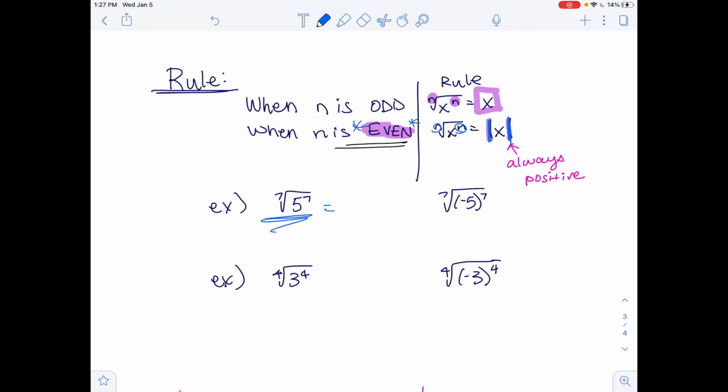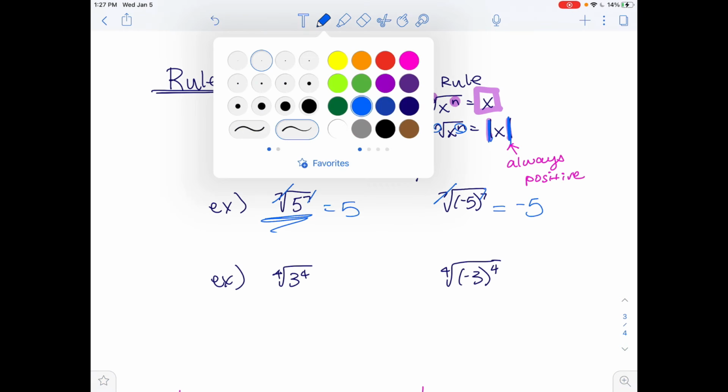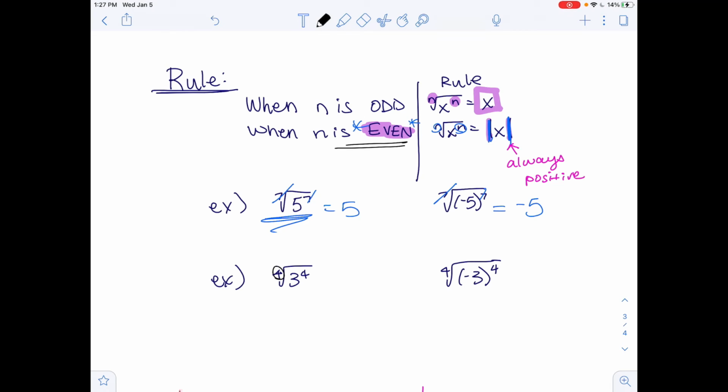So let's talk about this. Because this is odd, we're not worried about it. It's just going to be whatever the value of 5 is because these cancel. And again here, these two cancel, so this is -5. But see how this is 4, which is even, and this is a 4. They cancel, so our answer is the absolute value of 3, which is just 3. And here, we know these will also cancel, and so we've got our value of -3.